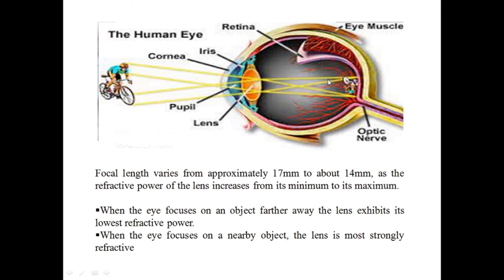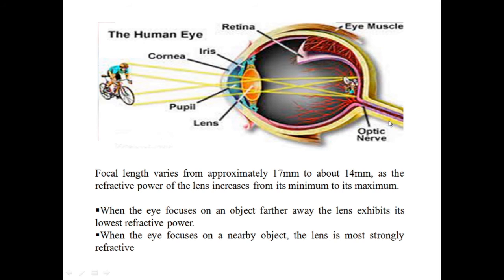Okay, so this is about the human eye. Again I have replicated it and I am showing it here. When the eye focuses on an object farther away, the lens exhibits its lowest refractive power. These refractive power things are concepts of photometry. I will describe all these things and discuss them in the next class. When the eye focuses on nearby objects, the lens is more strongly refractive.